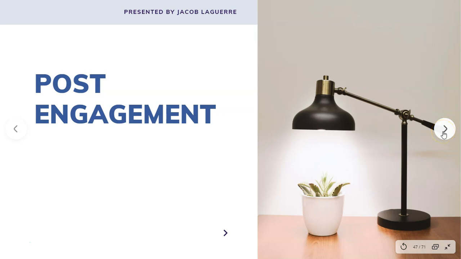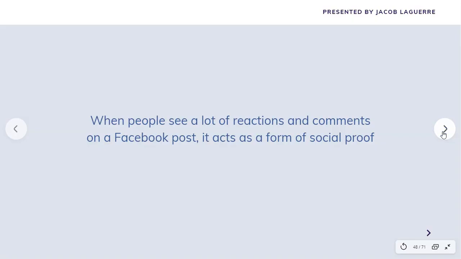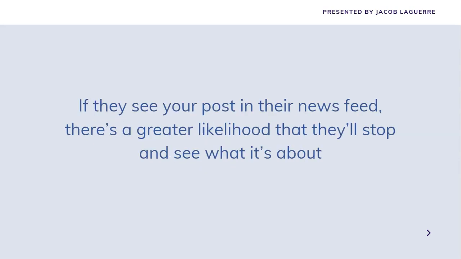So next we have what's called post engagement ads. When people see a lot of reactions and comments on a Facebook post, this tends to act as a form of social proof. You see, people like to go where there are already crowds or people coming together. So if they see your post in their newsfeed and they see a lot of likes, comments, shares and so on, then there's a greater likelihood that they'll engage with your post as well. People like to go where there's already something happening.